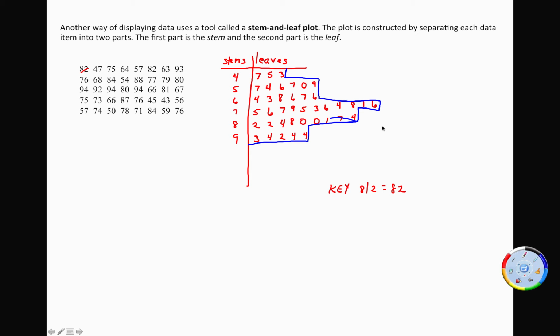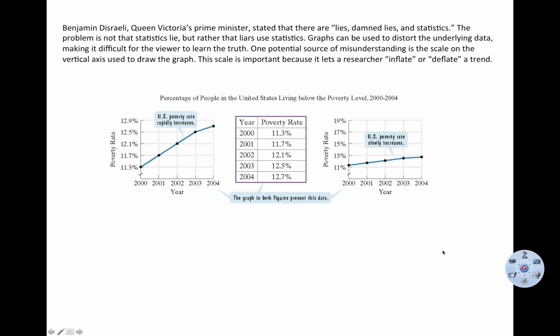However, the advantage of the histogram over the stem and leaf is, what if I had 400 data items? I would have to write each of the 400 values instead of just grouping them into a bar. So both of them have advantages and disadvantages, and we'll continue to look at these as we go along.